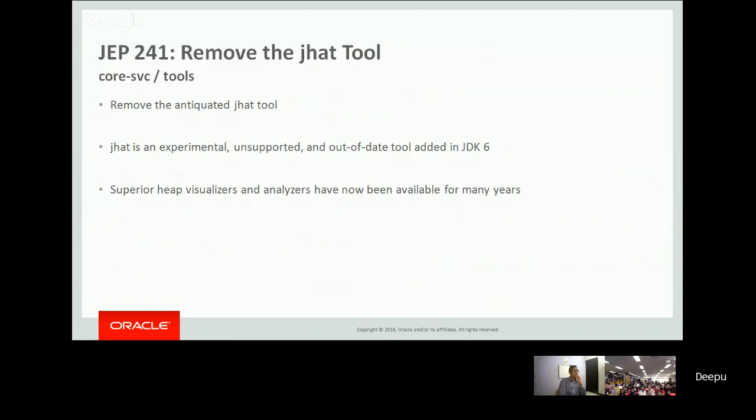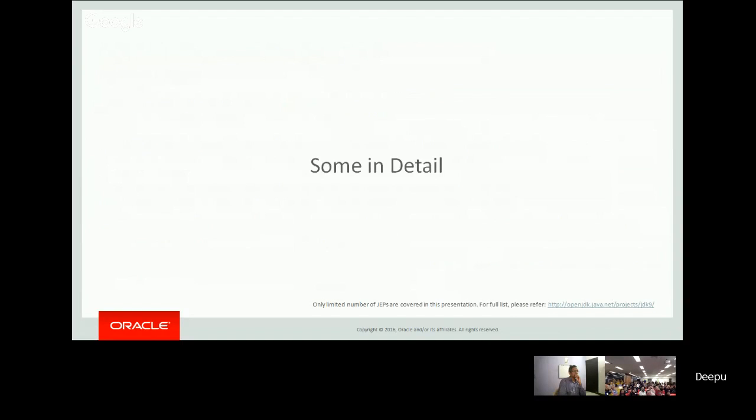The JHat tool is going to be removed. Again, the same reason. It was an experimental tool. It was already documented like that, and it is unsupported as of now. So rather than having an unsupported version in our code base, we are just removing it, and you already have much superior heap analyzers and visualizers available.